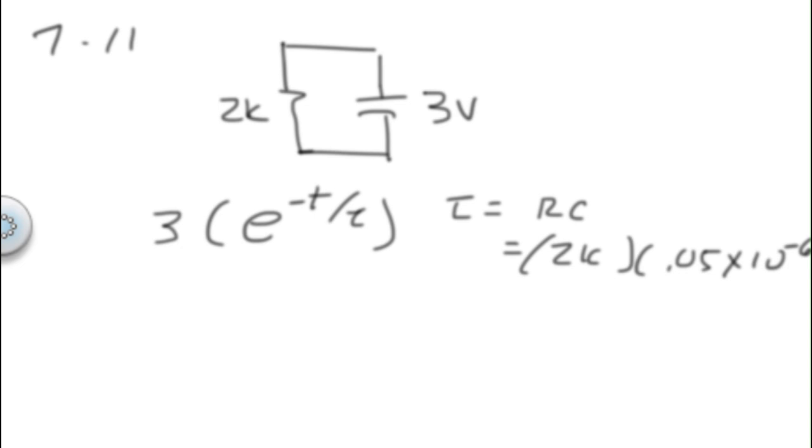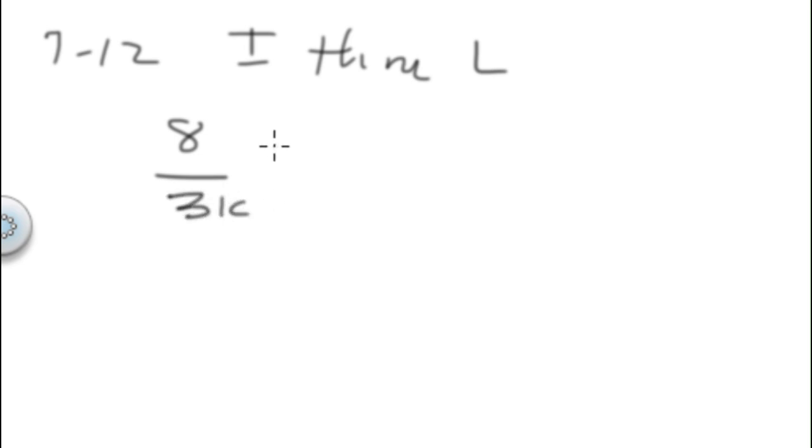12, it asks you to graph current through the inductor. So for 12, we say what is the current I through the inductor, I through the L. So basically it's V over R times 1 minus e to the minus t over tau, where tau now equals L over R.